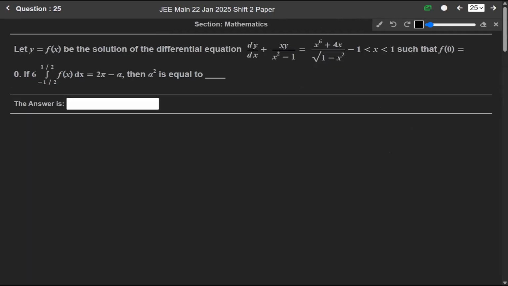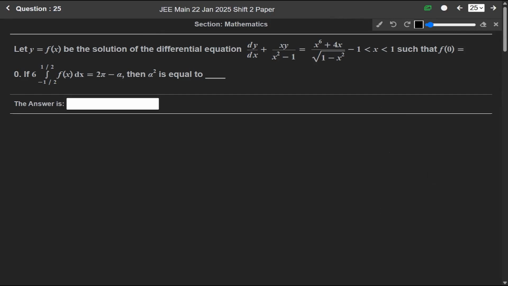Okay. Now question 25. Let y equals f(x) be the solution of the differential equation dy over dx plus xy over (x square minus 1) equals (x to the power 6 plus 4x) over the square root of (1 minus x square), where x is greater than minus 1 but less than 1, such that f(0) is 0.